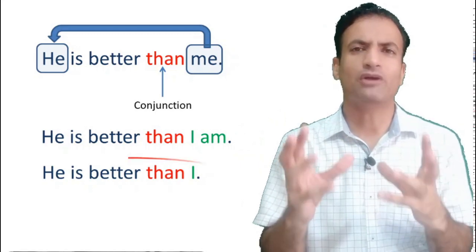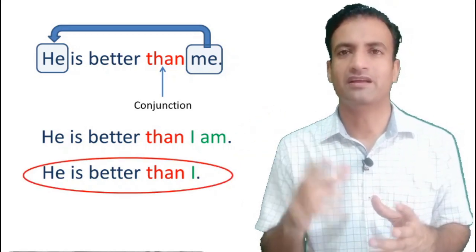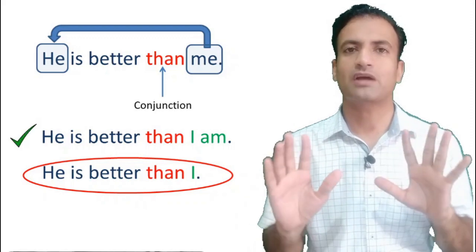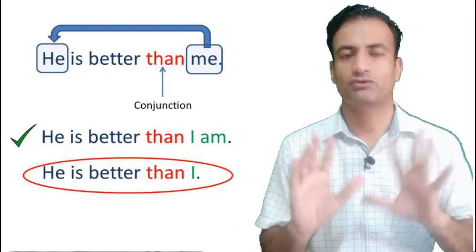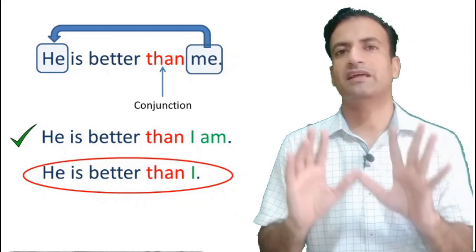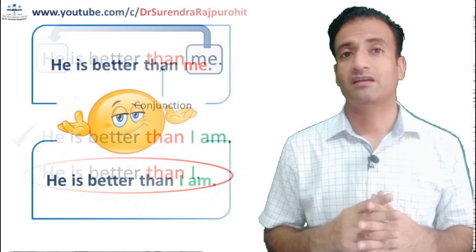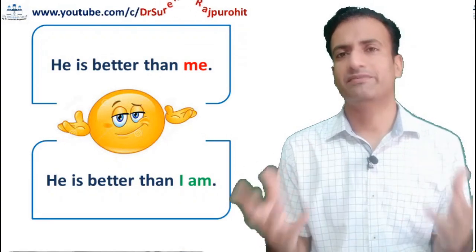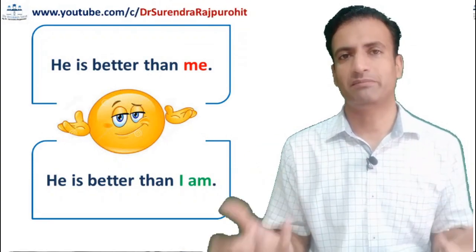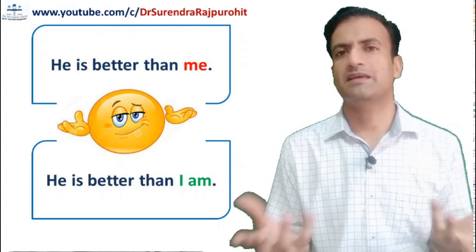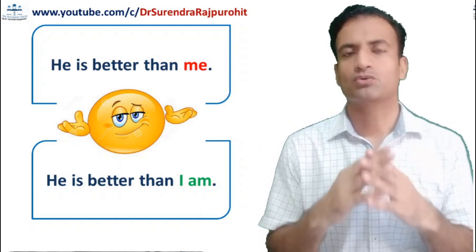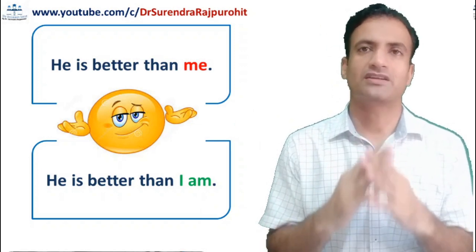But this may sound slightly awkward in speaking, "he is better than I". So the safest and the most appropriate way to say this would be "he is better than I am". Now one may say, how would it make any difference even if I say "he is better than me"? Still the meaning remains the same. So to answer that, let us take another example.